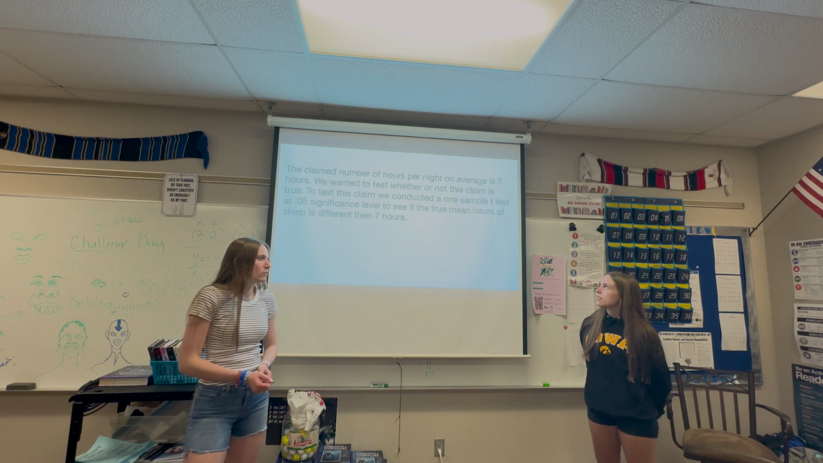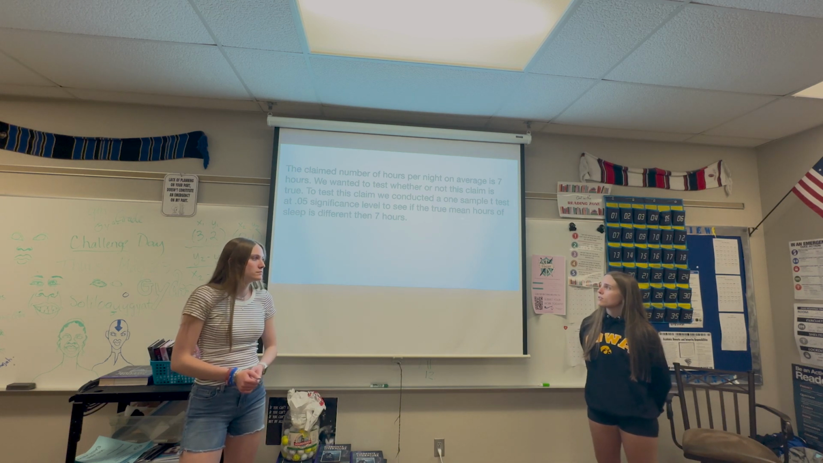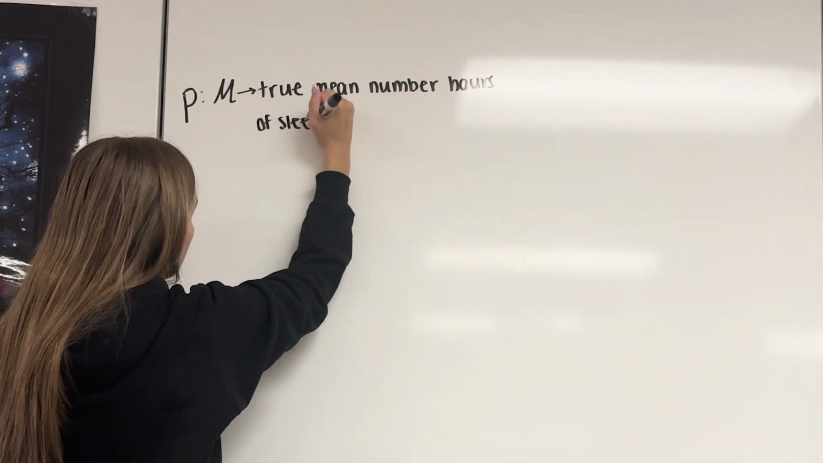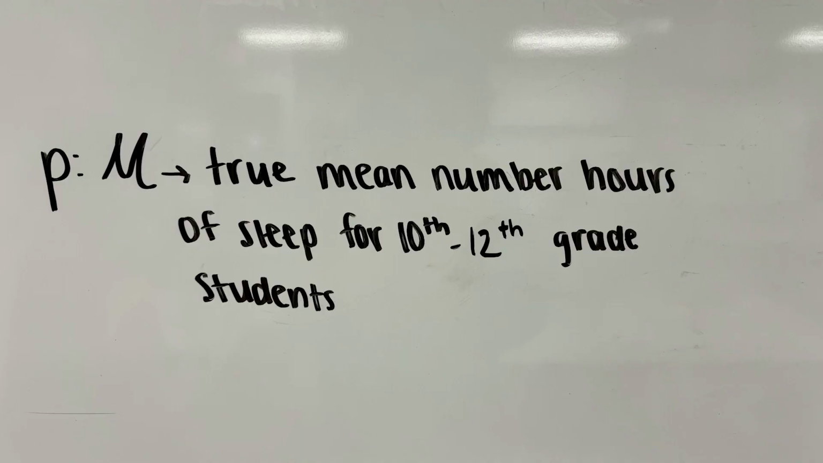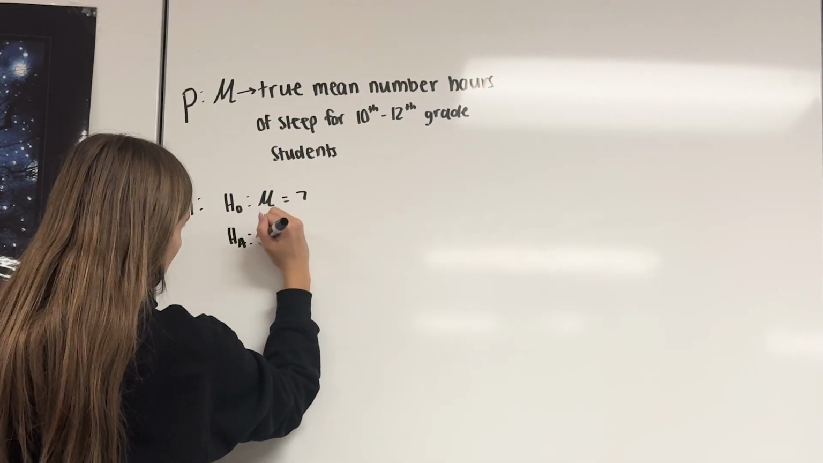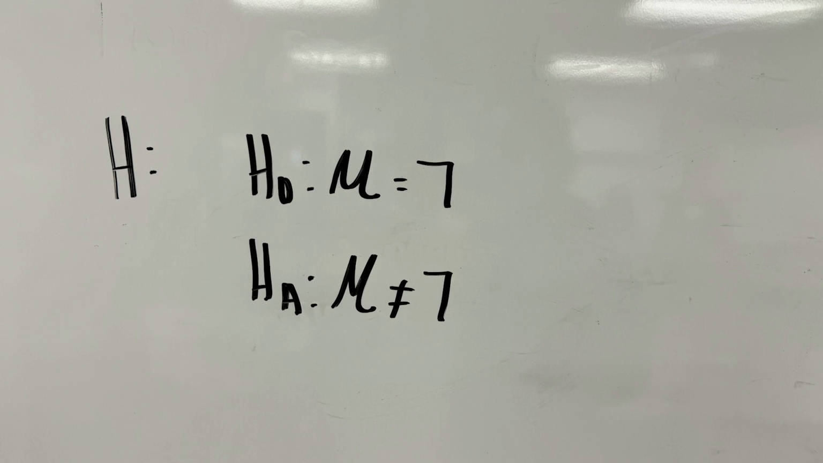To test this claim, we conducted a one-sample t-test at the 5% significance level to see if the true mean hours of sleep is different than 7 hours. For our parameter, we have mu equals the true mean number of hours of sleep for 10th through 12th grade students. Our hypothesis for the test was that H0, the true mean, is 7 hours of sleep, and HA, the true mean, is not 7 hours of sleep.